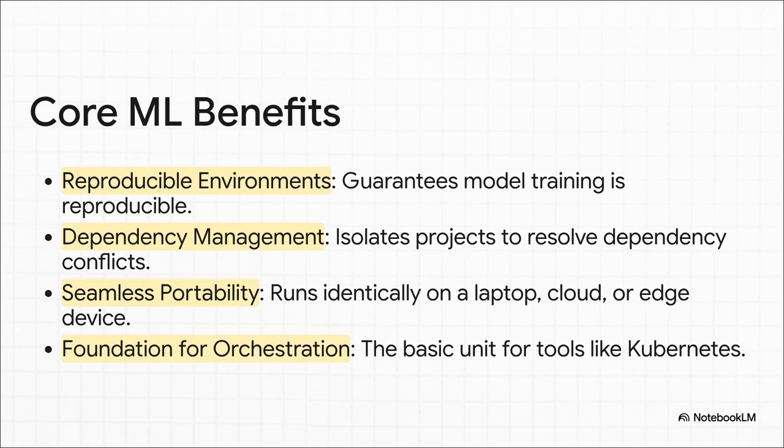Second, you get sane dependency management. You know the nightmare where one project needs an old version of a library but another needs the new one? That's gone. They're totally isolated. Then you get seamless portability. Your container just runs, whether it's on a Mac, a cloud server, or a tiny edge device. It doesn't care. And finally, containers are the absolute foundation for orchestration. If you want to scale up with big, powerful tools like Kubernetes, you need containers. They're the little Lego bricks of the whole system.